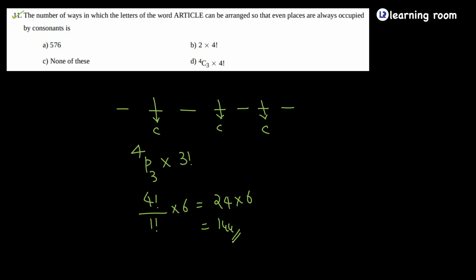Actually, there is a mistake I made. See, we took the vowels, but they said the number of ways in which the letters of the word article itself are arranged. They didn't say that the fourth consonant cannot take the odd position.